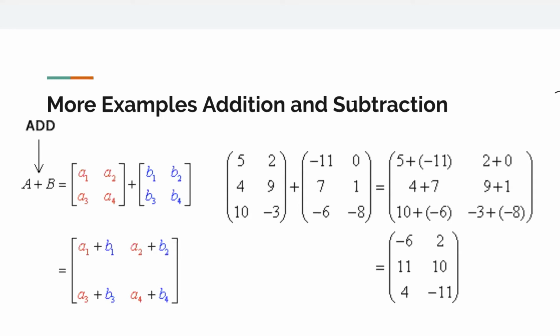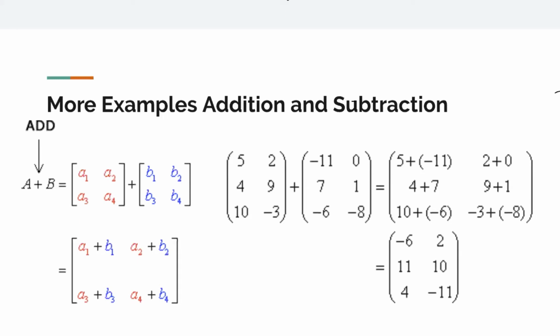So you do A1, A2, A3, A4, right? Plus B1, B2, B3, B4. A 2 by 2 plus a 2 by 2. And then as we've shown earlier, what you get is A1 plus B1, A2 plus B2, A3 plus B3, A4 plus B4, right? Okay, and then of course, since we've shown earlier 3 by 2, the next one is also a 3 by 2 matrix, right?